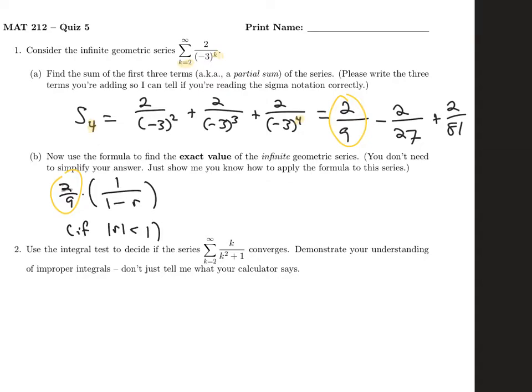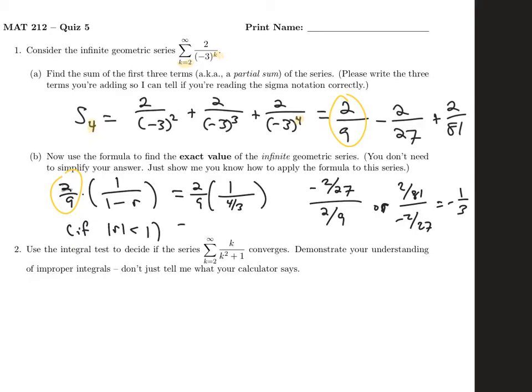To find the common ratio, we could take the ratio of 2 terms in a row. So I could take the second number I wrote up there divided by the first number, or I could take the third number divided by the second number, whichever way you want to do it. What happens in both cases is you get negative 1/3. So in our formula here, we have 2 ninths times 1 over 1 minus negative 1/3. So that's 4/3. So I have 2 ninths times 3/4, which is 1/6.